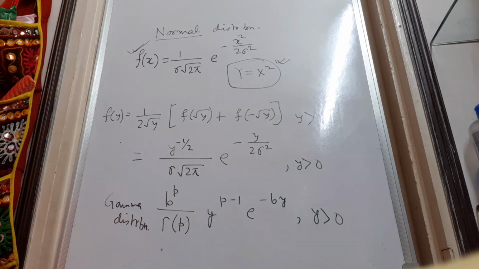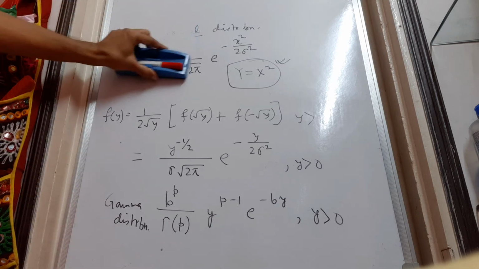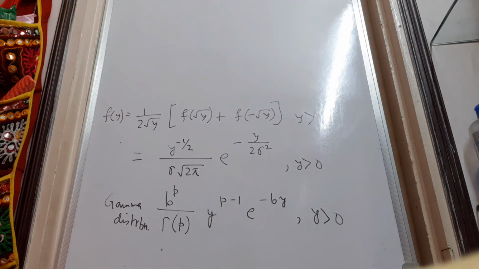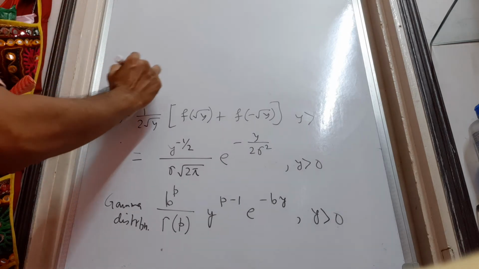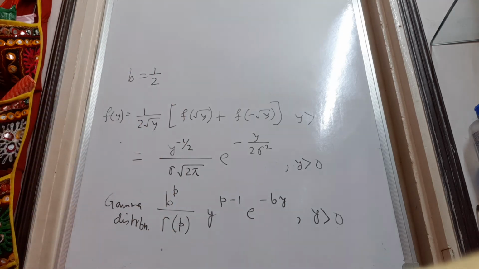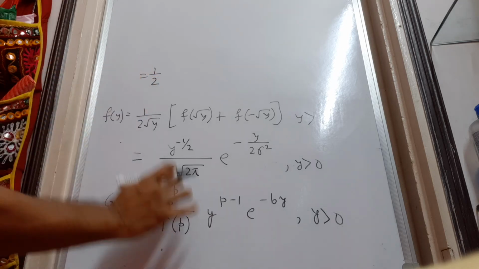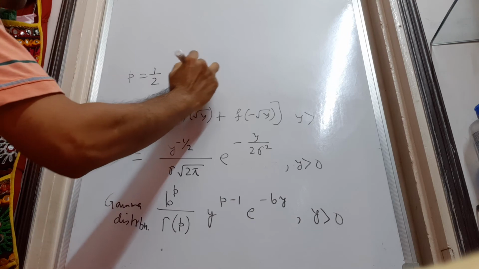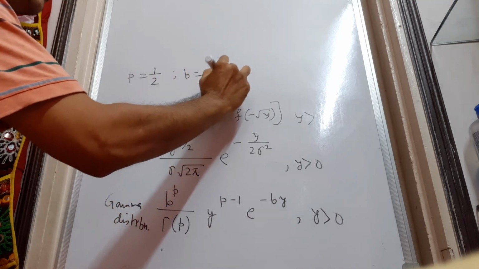Now, we compare these two, and comparing these two, we claim that we have nothing but b equal to half. We compare these two and we have p equal to half, sorry, this p is equal to half, very sorry, and b equal to 1 by 2 sigma square.